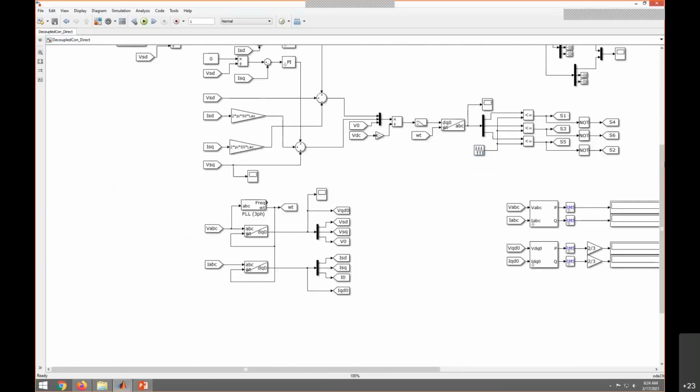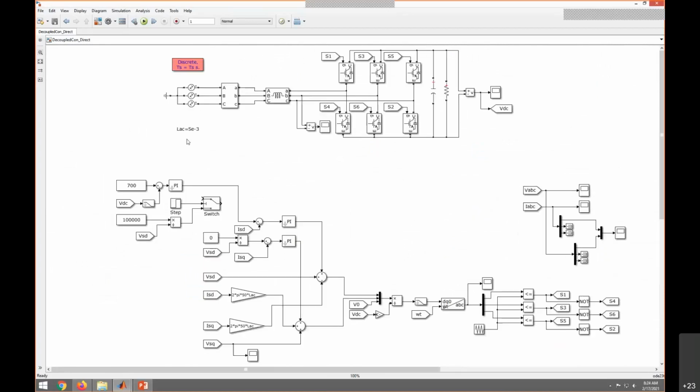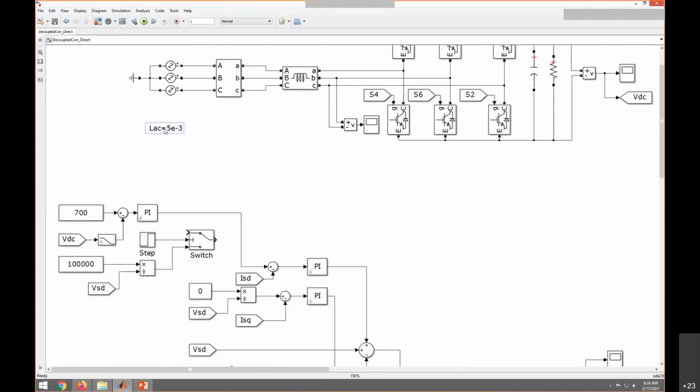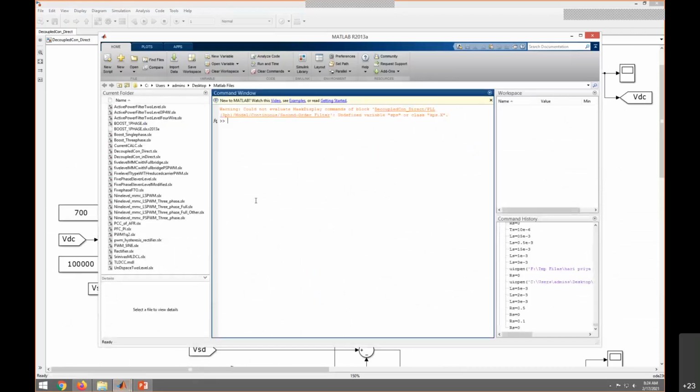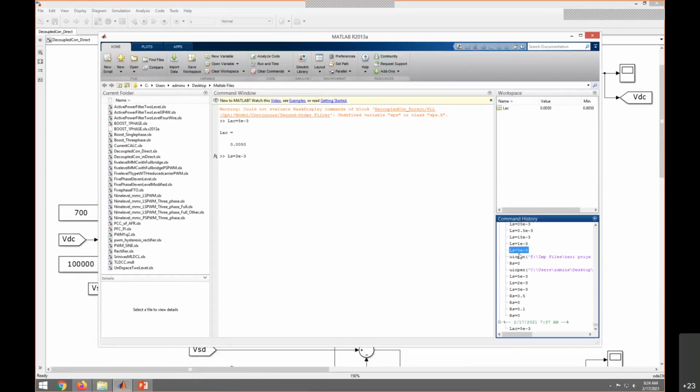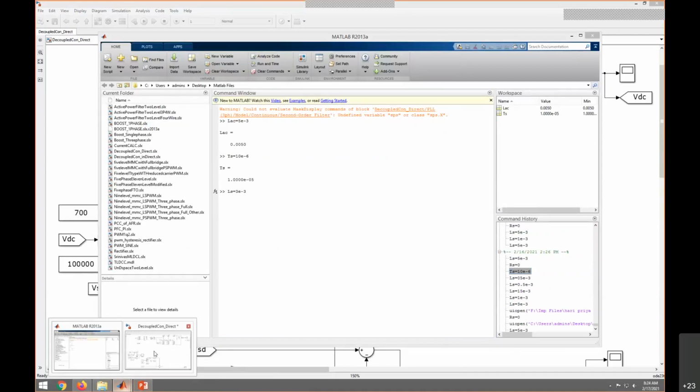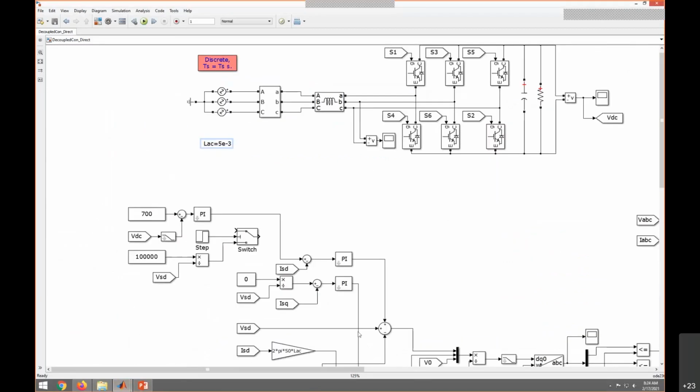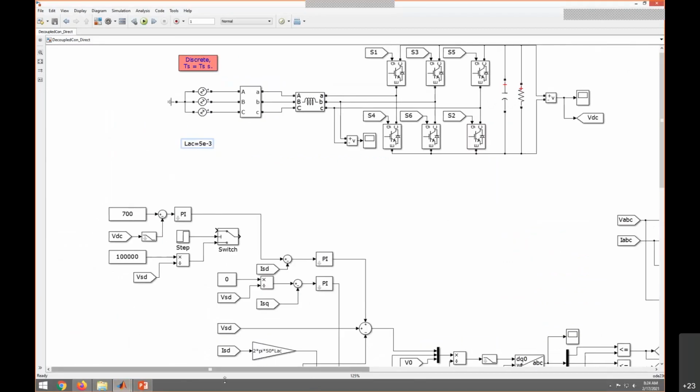So let us run this. What are the inputs we need to give? LAC we need to give, so I can consider LAC as 5 millihenry. For the sample time, you can consider 10 microseconds. So we'll run this.